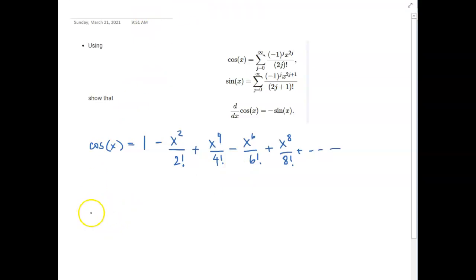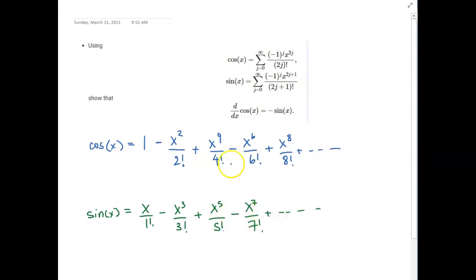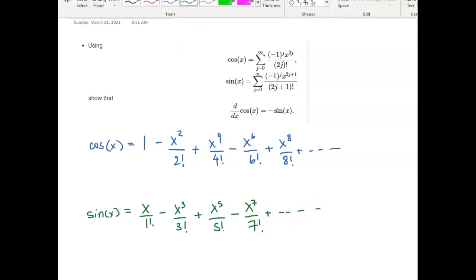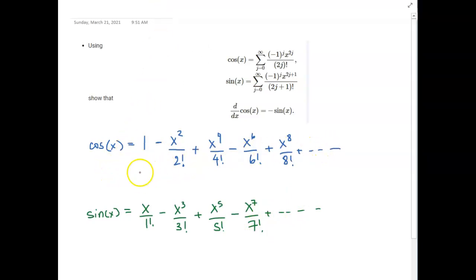If you list the series for sine, again, start with j is 0. These are odd powers over the odd factorials. So for j is 0, you're starting with x over 1 factorial minus x cubed over 3 factorial plus x to the 5 over 5 factorial minus x to the 7 over 7 factorial, and so on. Okay? Alright, so let's take the derivative of the cosine term by term.